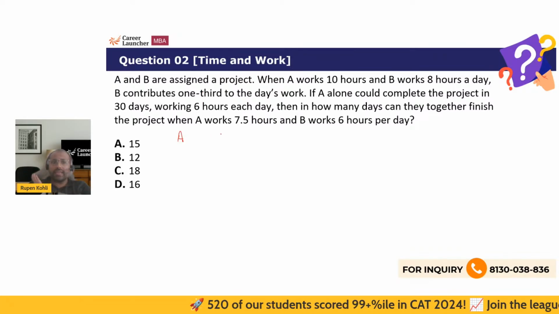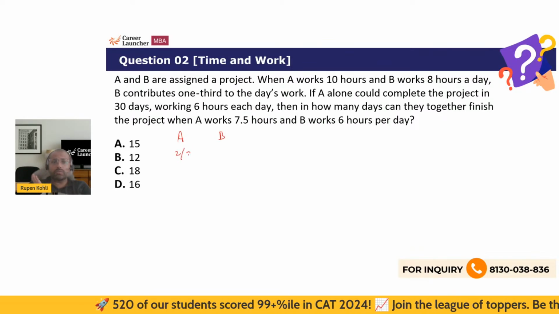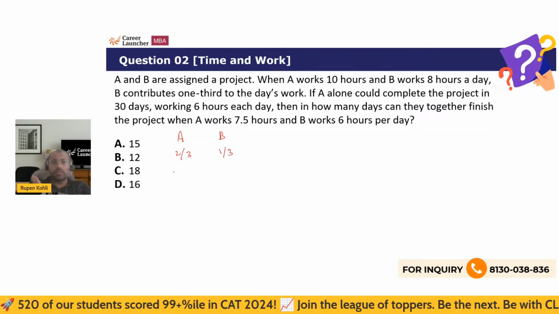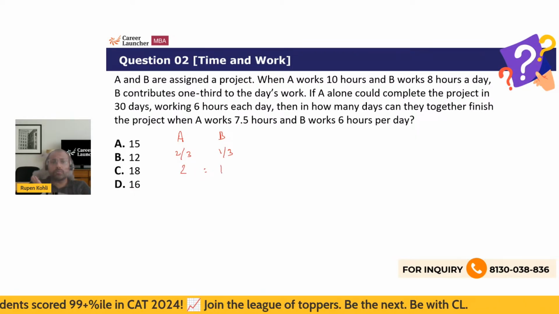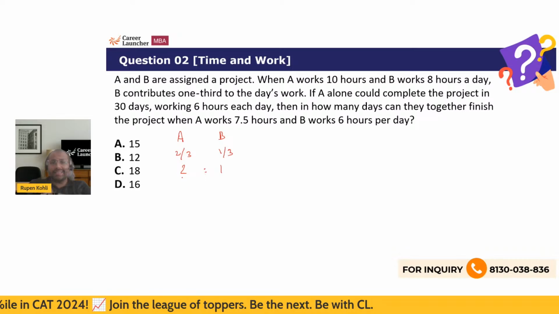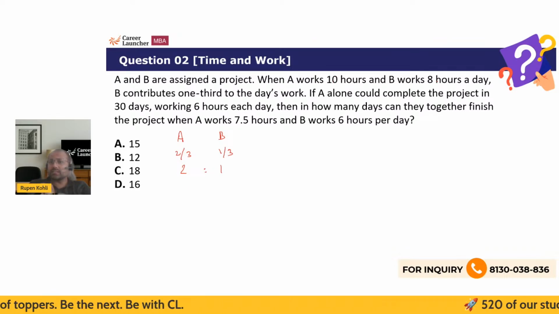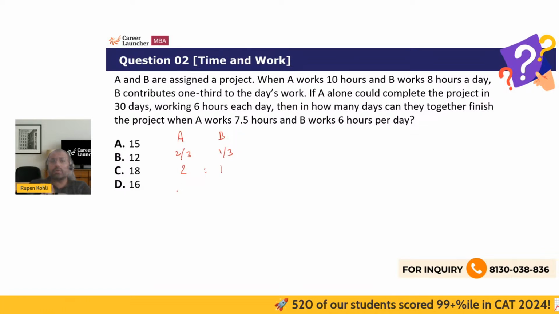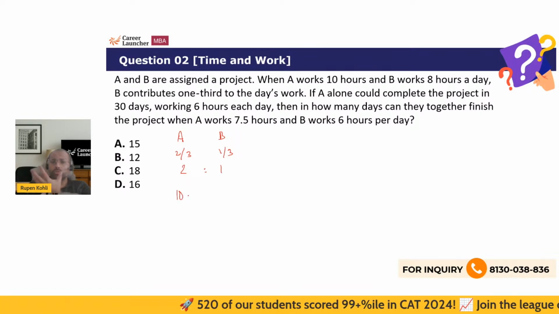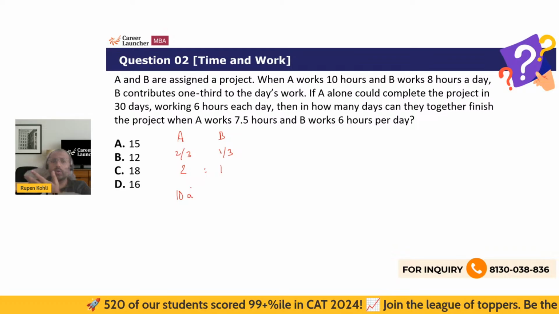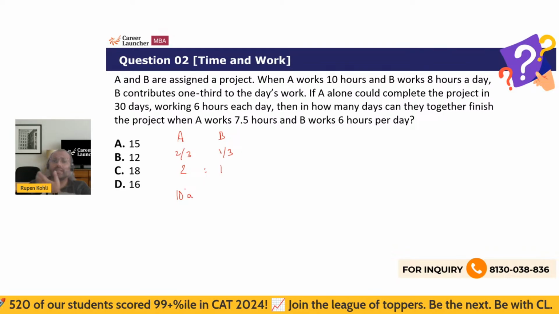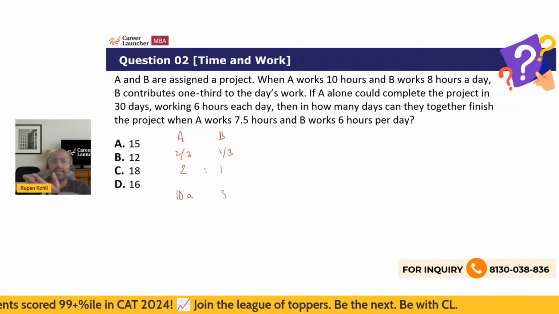So if A and B are contributing two third and one third, the work done by them is in the ratio of 2:1. And this ratio is the ratio between the work done by them in 10 hours and 8 hours respectively. So in 10 hours, work done by A will be what? 10 times his unit work done in 1 hour. Let's say 10 into A is what he can do in 10 hours. And for B, it will be 8B.